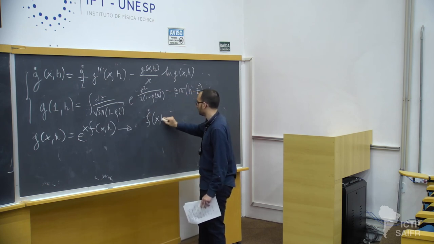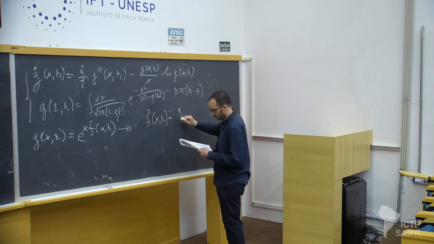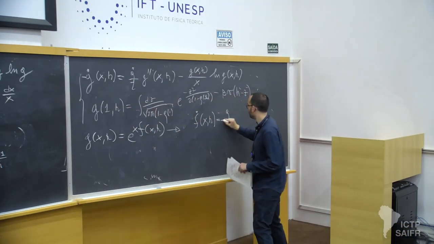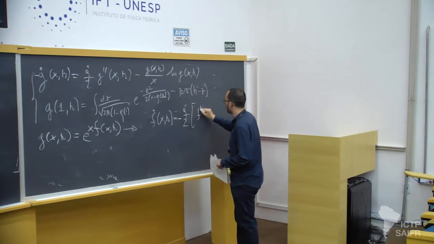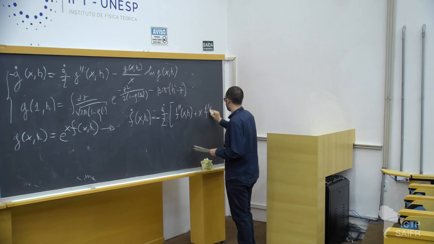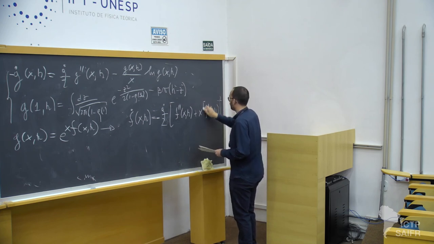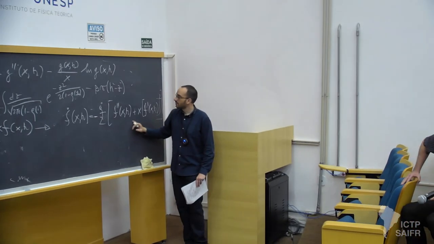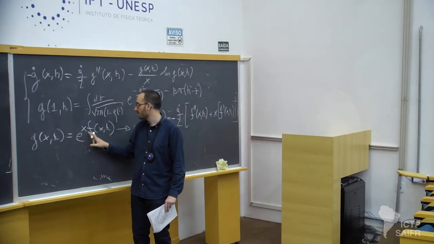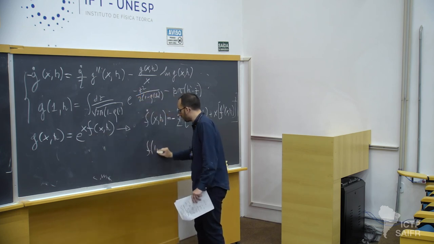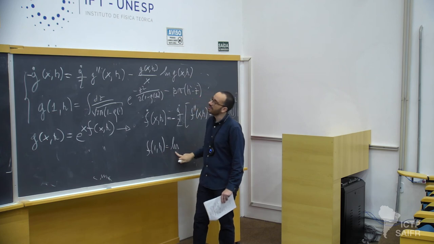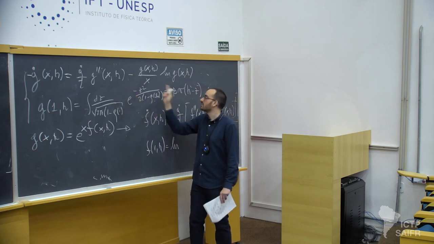You get f dot. I forgot a minus sign here, I'm sorry. Here it's plus. So you get this flow equation, and the initial condition is just that since g of 1 and h is e to the 1 times f of 1 and h, f of 1 and h is just the log of this thing, which looks like a free energy of some partition function in one dimension.